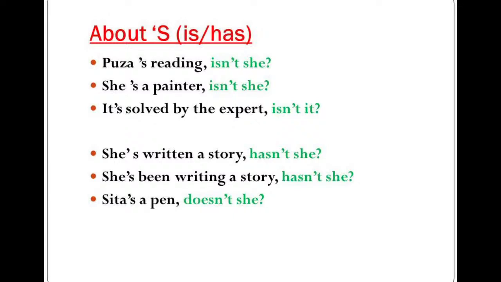Sita has a pen, but here has is not used as an auxiliary verb, it is the main verb. That is why doesn't she. Has is verb 1, used as the main verb in the last statement. So, some more specific cases in our next slide.